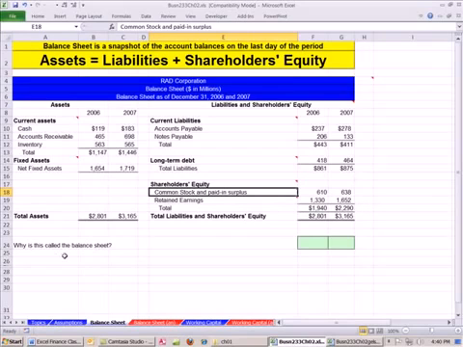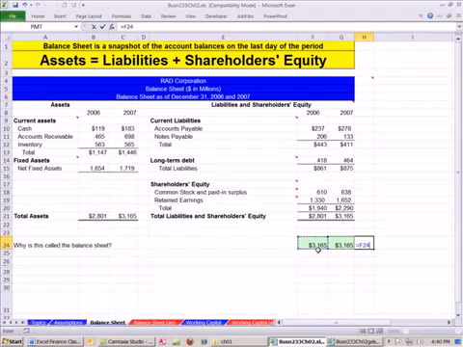Now, why is it called the balance sheet here? Oh, because there's an equal sign right there. This has to equal this. So we go like this, right? Equals, and I'm going to do 2007, that one, tab, equals this. And I'm going to say, is that cell equal to this cell? Tab, true. All right, so that's why it's the balance sheet.